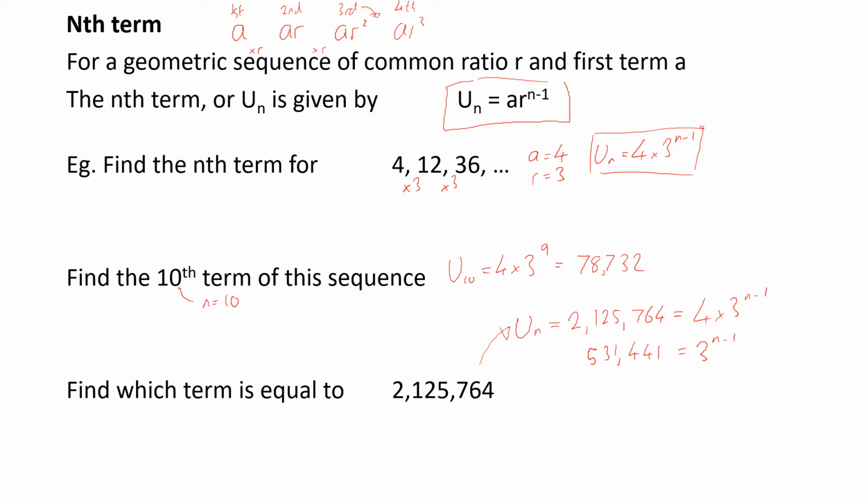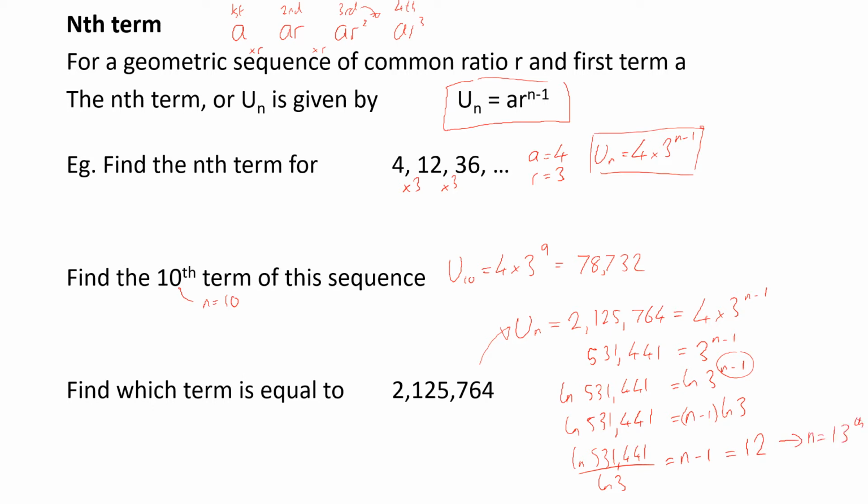Now this is where you've got your two options. One way is to take logs of both sides. So if I took a natural log of the left and I took a natural log of the right, then I could use the power law to take this and put it in front of the logarithm. So I can say n minus 1 lots of ln3 is equal to ln of 531,441. I can then divide across by the ln3. And we can get that n minus 1 is equal to 12, and so that would tell us that the 13th term is the one that's equal to that.